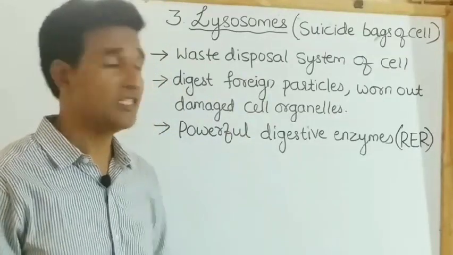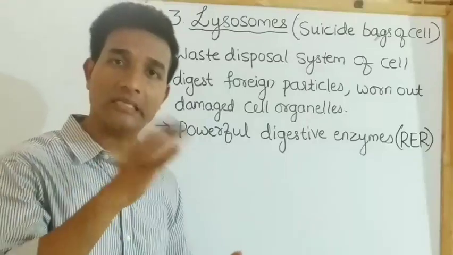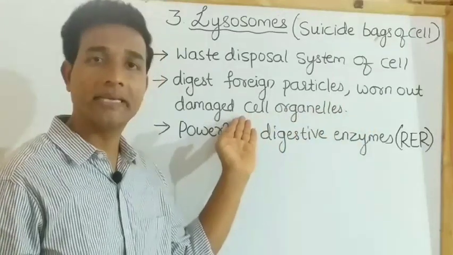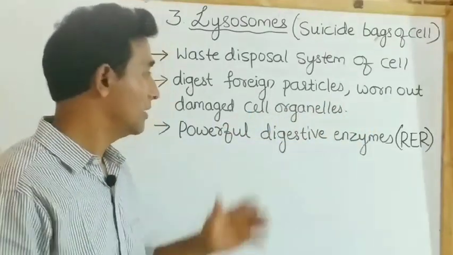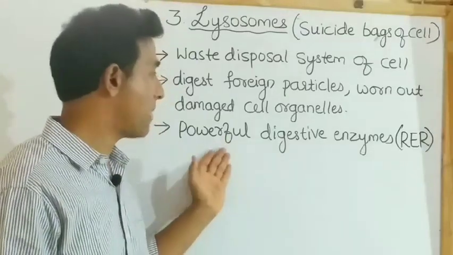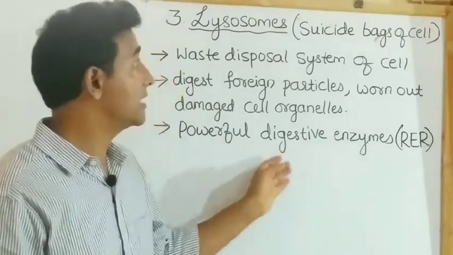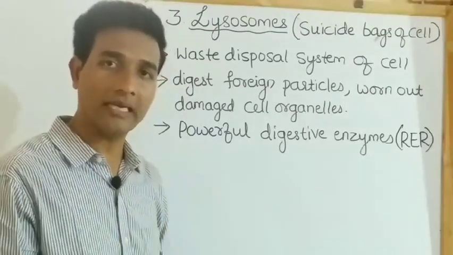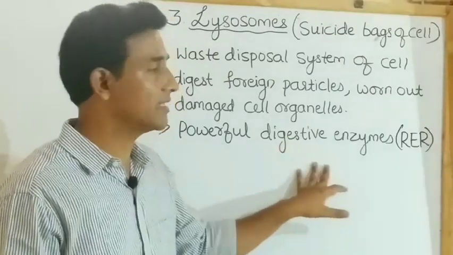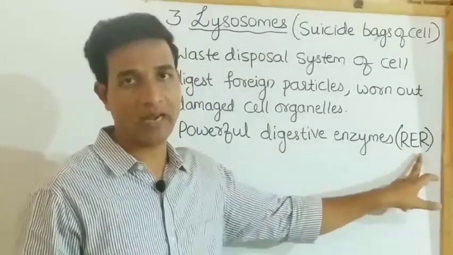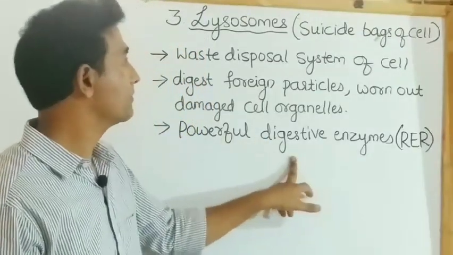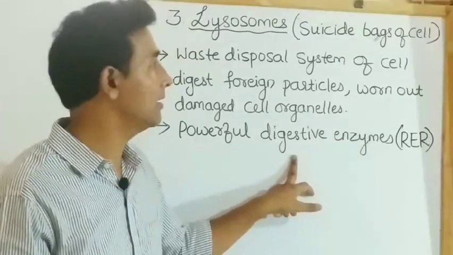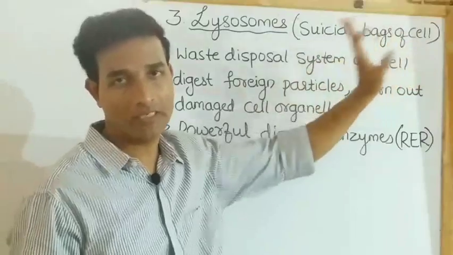This has a capacity to digest foreign particles which enter inside, as well as harmful food substances or worn out or damaged cell organelles. As lysosomes contain powerful digestive enzymes, they can kill their own cell. They can digest the cell organelles which are damaged. These digestive enzymes are produced by rough endoplasmic reticulum, and as they have the capacity to digest the cell organelles or the whole cell, it's called the suicide bag of the cell.